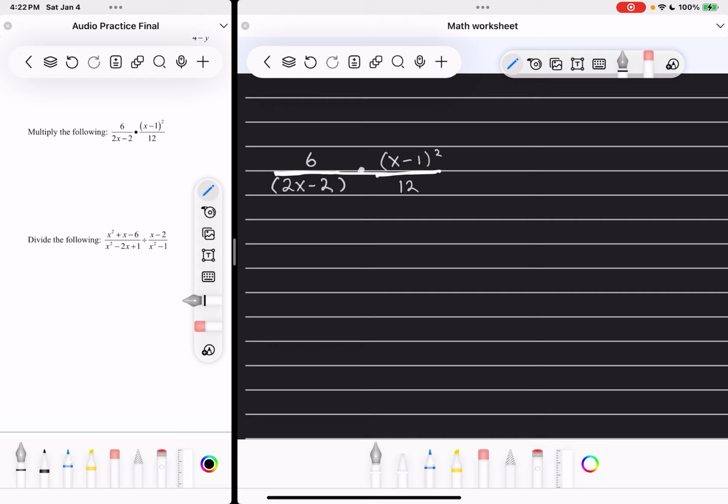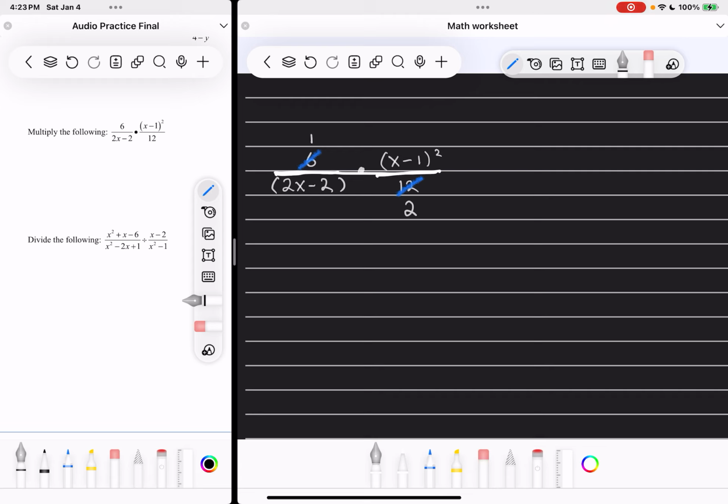So the first thing we can do is outright cancel our 6 and our 12. We know that 6 cancels and 12 cancels, and that would leave us with a 2 in this denominator. That we can do right now, just to make it easier on ourselves. This would turn into a 1.